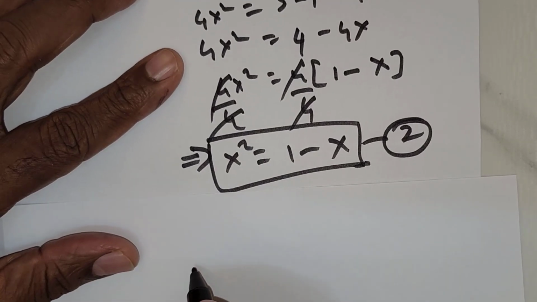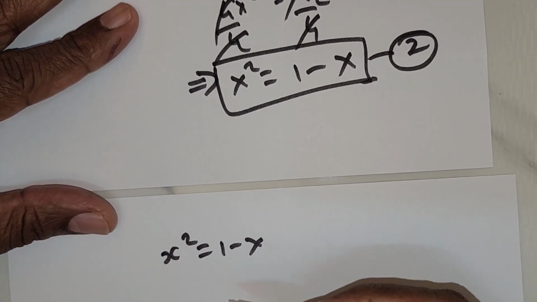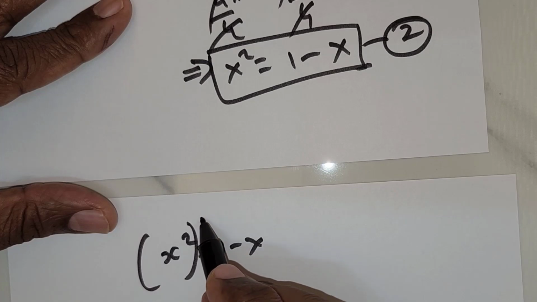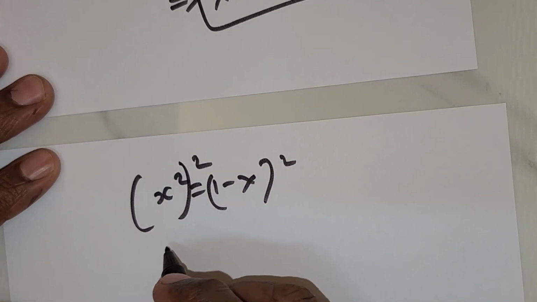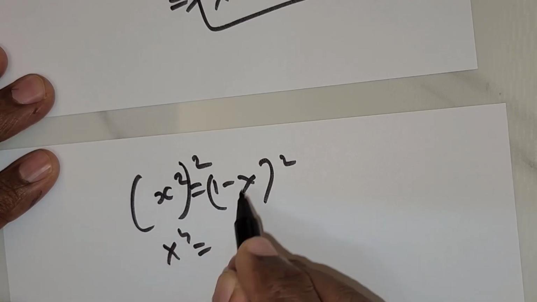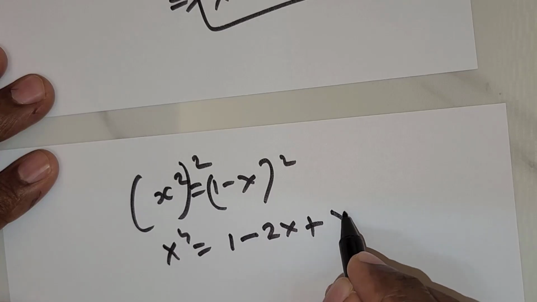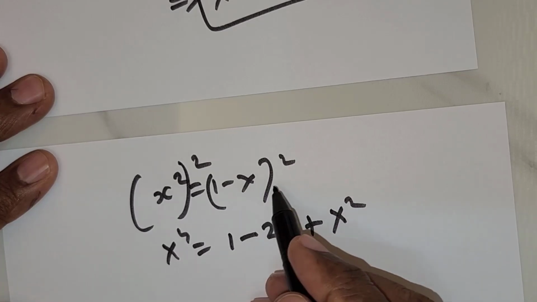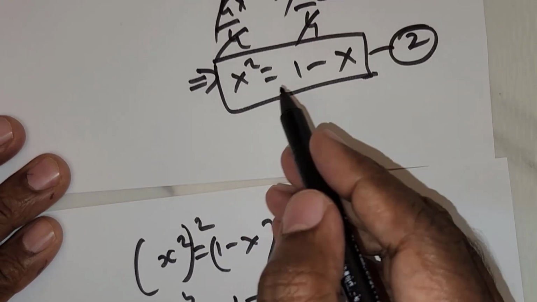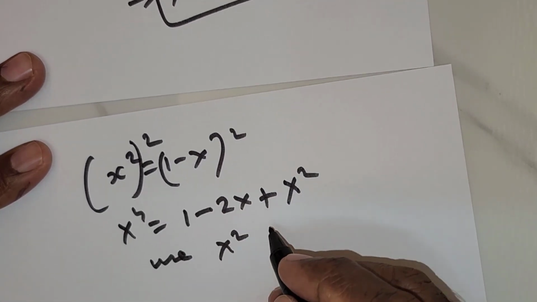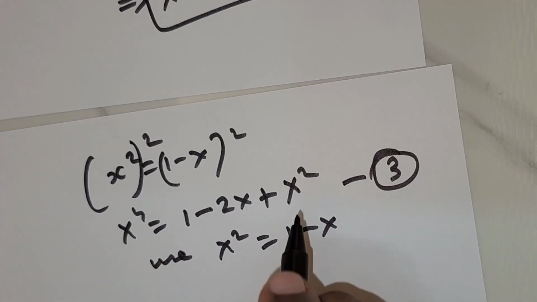Now what I wish to do is consider x squared is equal to 1 minus x, and I will square both sides again. If I square both sides again, I get x to the power of 4 is equal to 1 minus 2x plus x squared. Now, in place of x squared, I'm going to utilize 1 minus x. x squared is equal to 1 minus x, so I'm going to take this as 3.